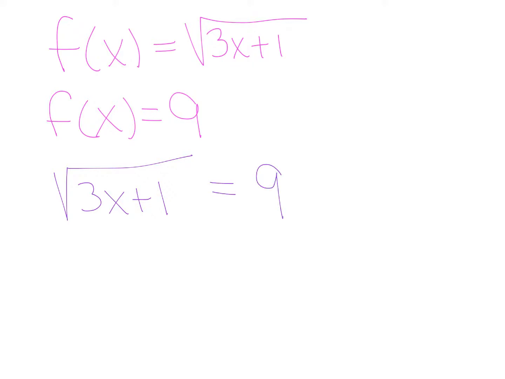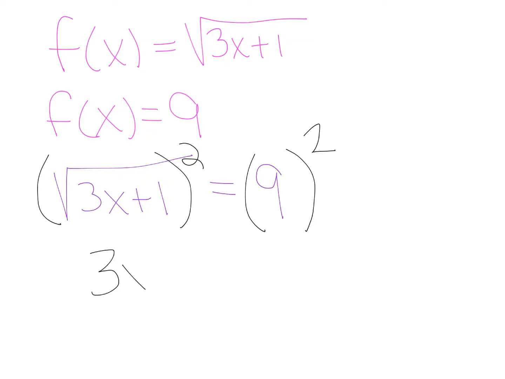So I have the square root of 3x plus 1. The opposite of a square root is squaring a value. So this is like solving equations. They're inverse operations to each other, squaring and square rooting. So because I'm going to square the left side of the equal sign, I have to square the right side as well. When I take the square of a square root, they cancel each other out, and I'm left with 3x plus 1.